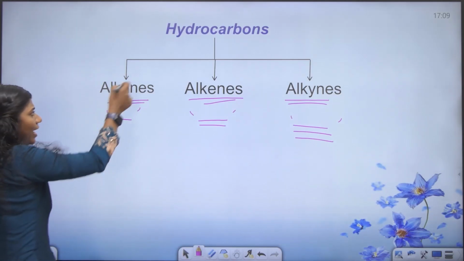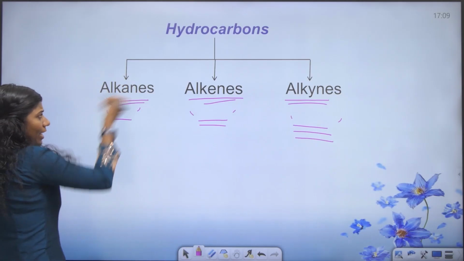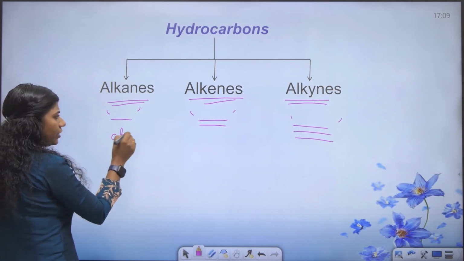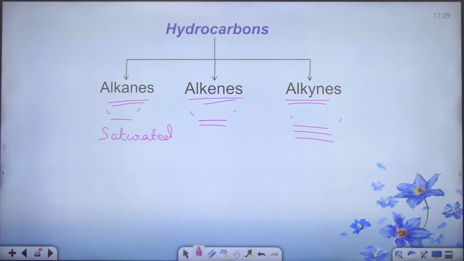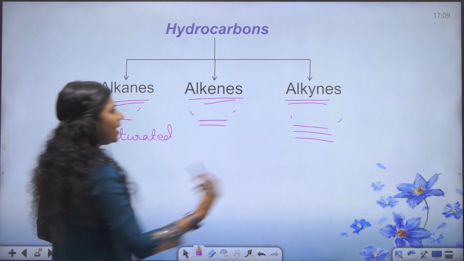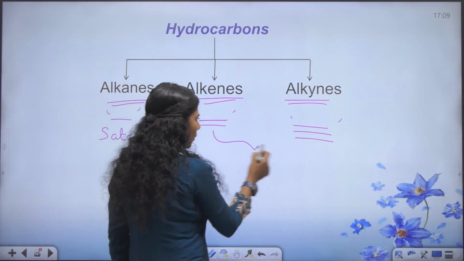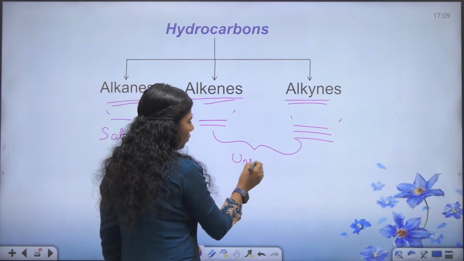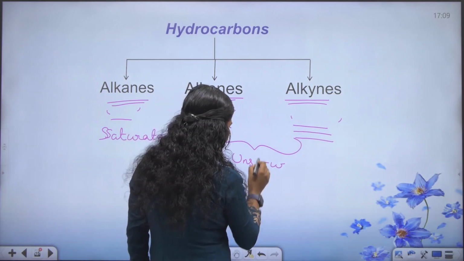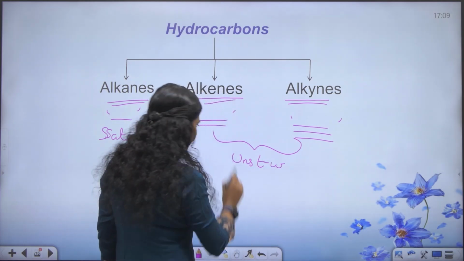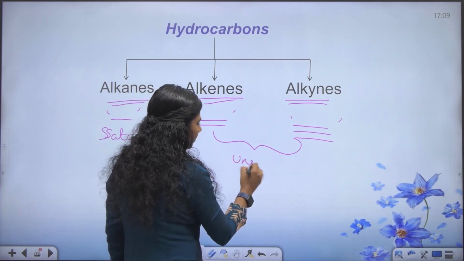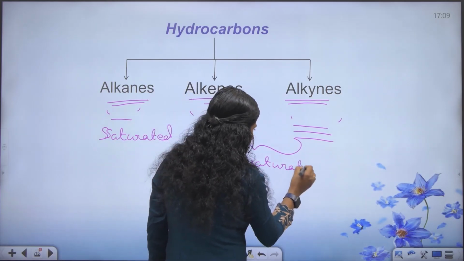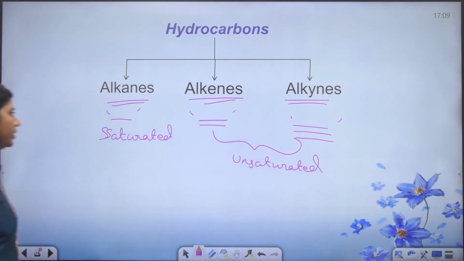And we also know that alkanes are saturated compounds. All alkanes are saturated compounds. Alkenes and alkynes have multiple bonds, so they are unsaturated compounds. Unsaturated compounds.